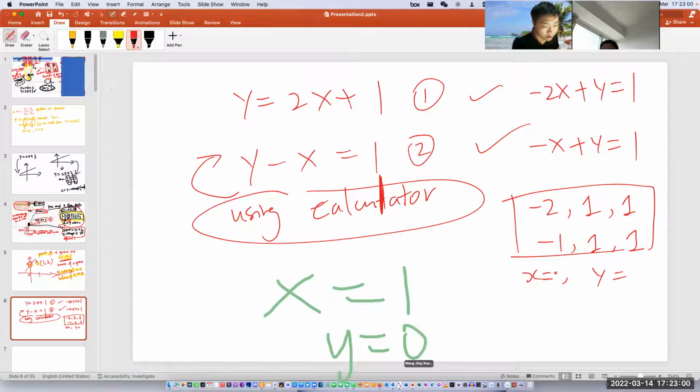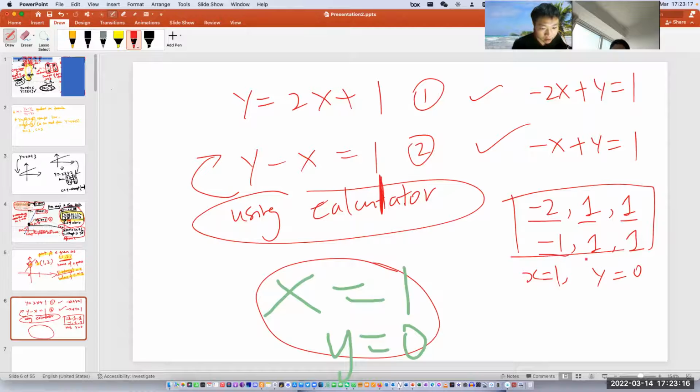So you were saying x is equal to 1, y is equal to 0. I really doubt so. How do you get this? You're supposed to key in minus 2, 1, and 1, and then minus 1, 1, and 1. You're not supposed to get x equal to 1, y equal to 0 using a calculator. You want to double check?